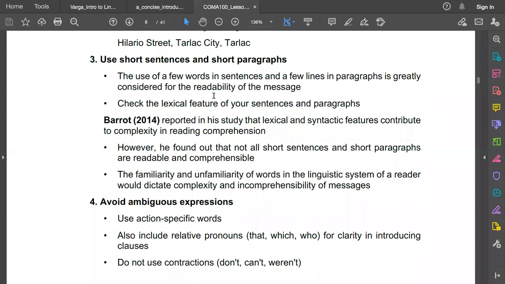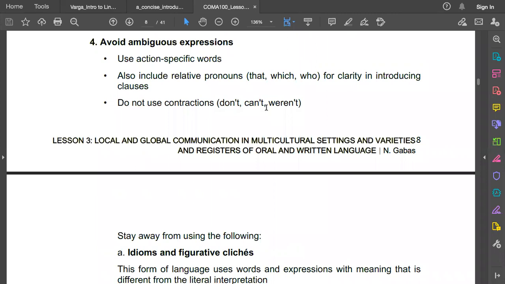Next, avoid ambiguous expressions. We use action words instead of action-specific words. So also include relative pronouns, that, which, who, for clarifying or introducing clauses. Do not use contractions like don't, can't, and weren't. Try more on positive writing.